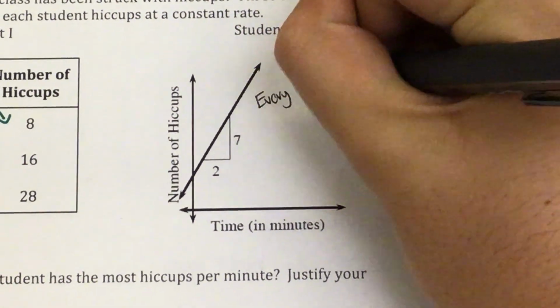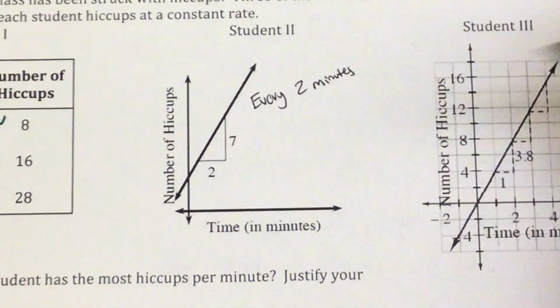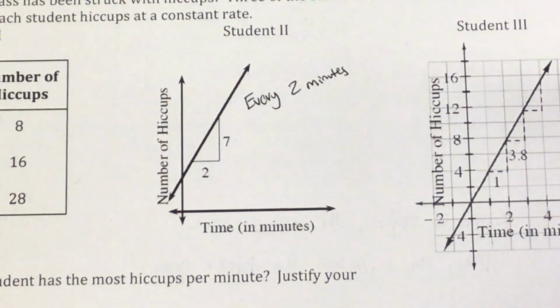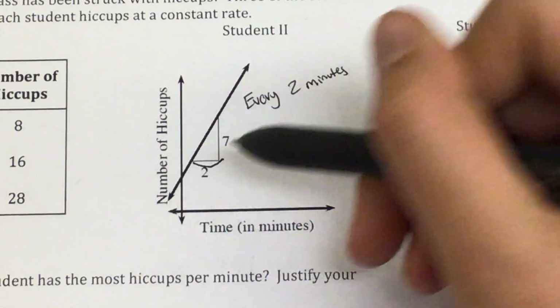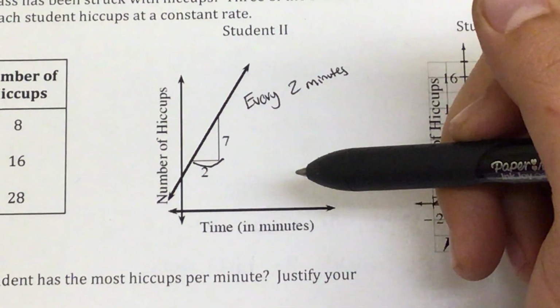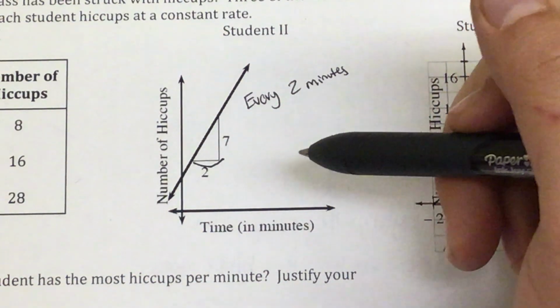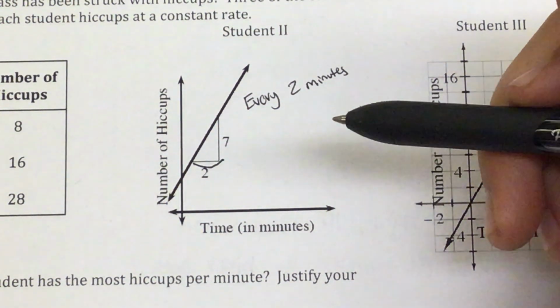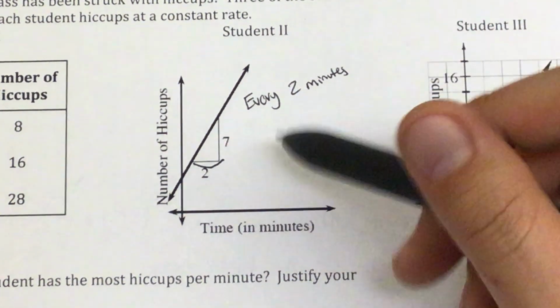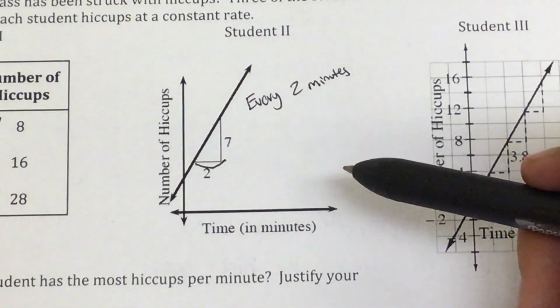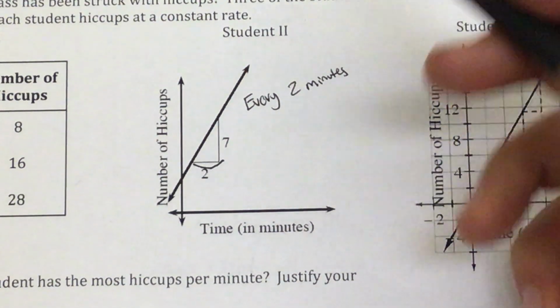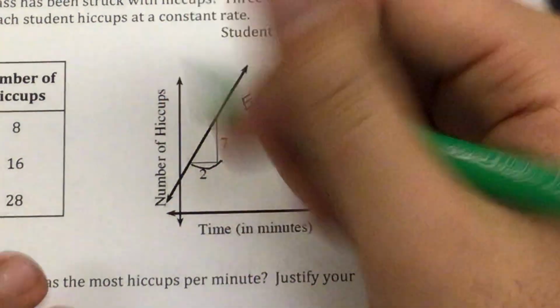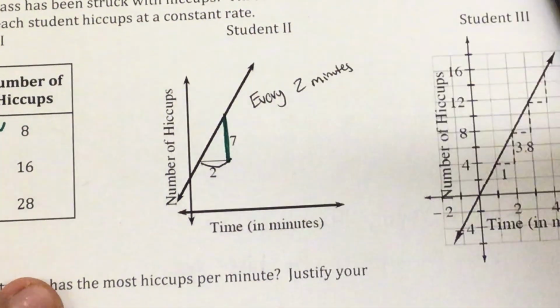Every 2 minutes, what happens? Well, look at what happens. Every 2 minutes. Noah, what's happening here? A hiccup. How many hiccups? 4. No, here. This one. Look at the screen. 2. Every 2 minutes, how many hiccups? 7. Nice. It's growing by 7 every 2.